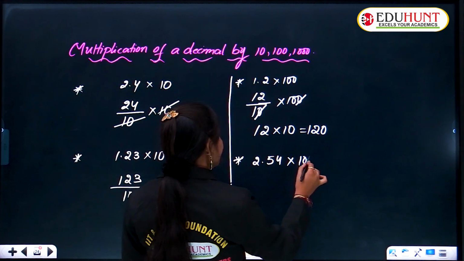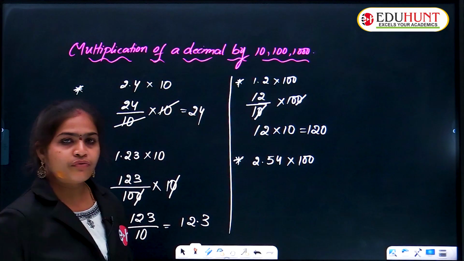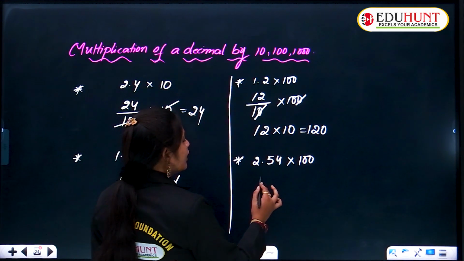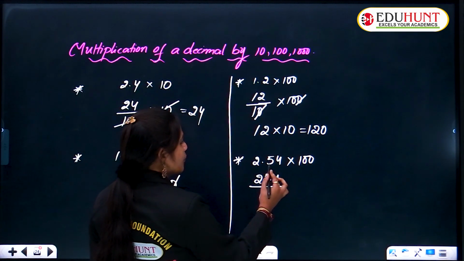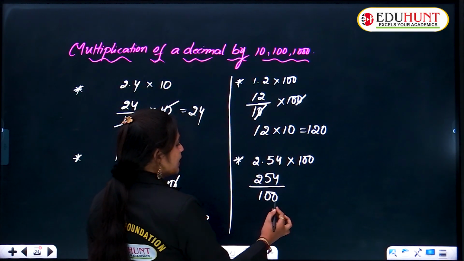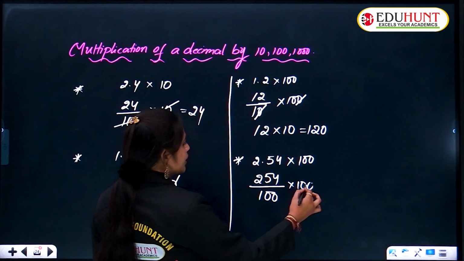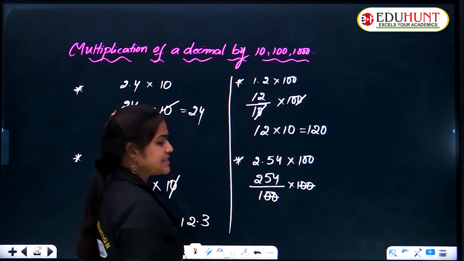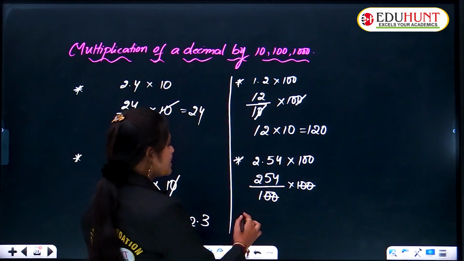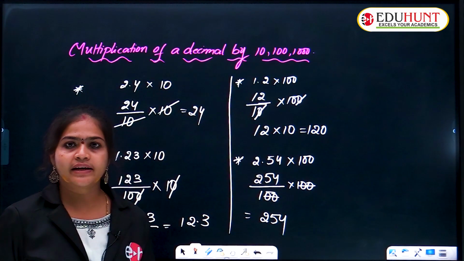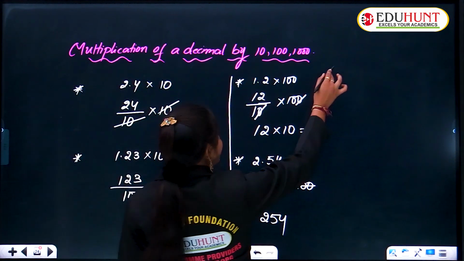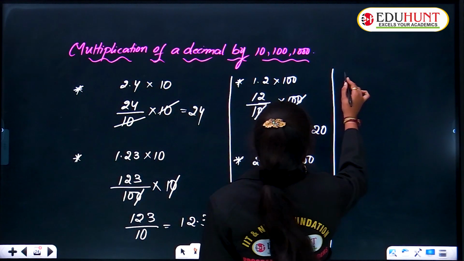2.54 into 100. 2.54 means 254 by 100, because the point is after 2 digits, that's why there are 2 zeros, into 100. 2 zeros get cancelled. Then finally, what is the answer here? 254. Yes.